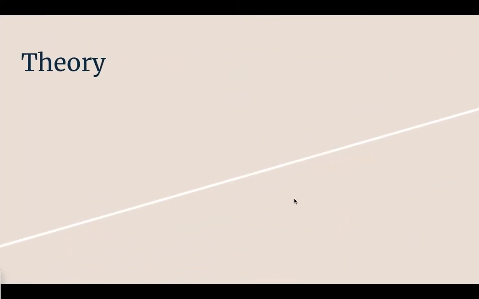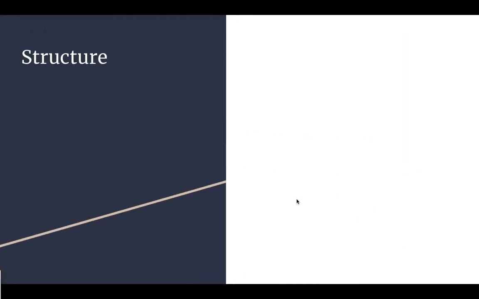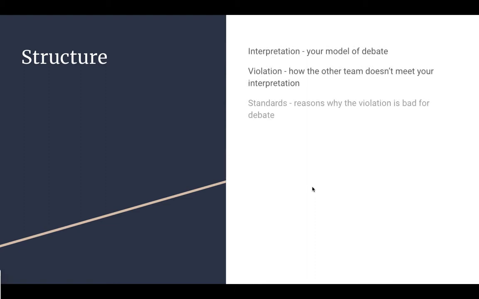So I already went over a little bit about what theory is, but let's take a look at what the structure of theory actually is. You'll notice that it's quite similar to how topicality is structured. We always start with an interpretation. For topicality, that usually involves defining a word in the resolution and interpreting that word. Theory is broader than that. It's saying you have an interpretation that says this is your model of debate.